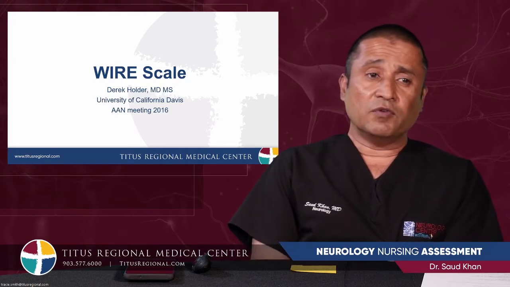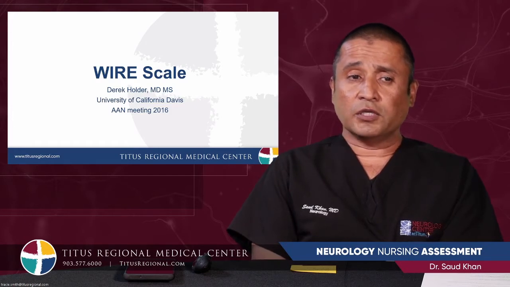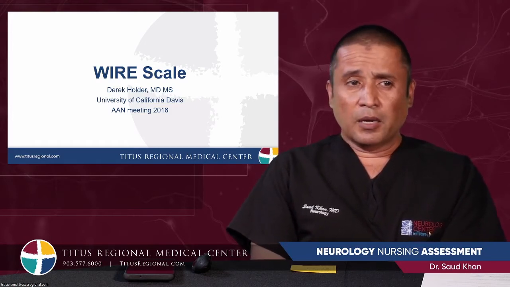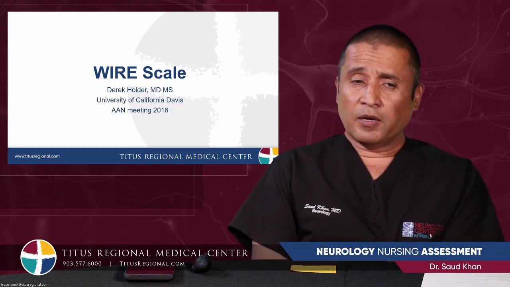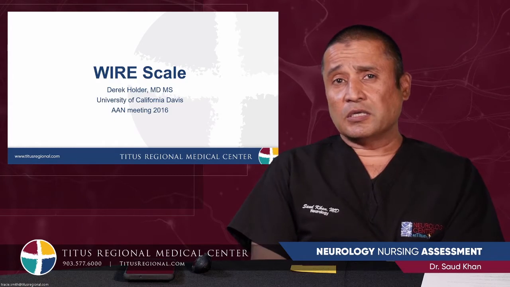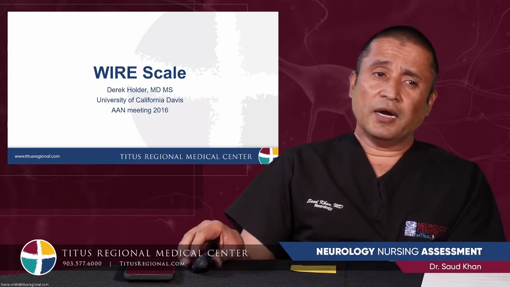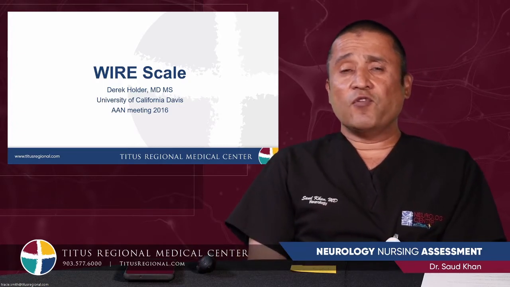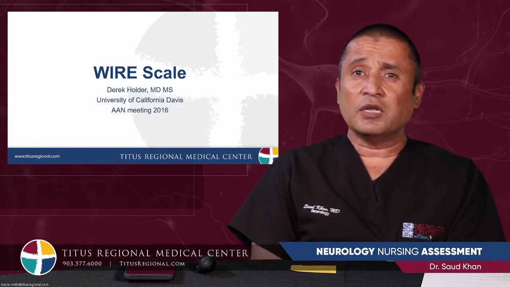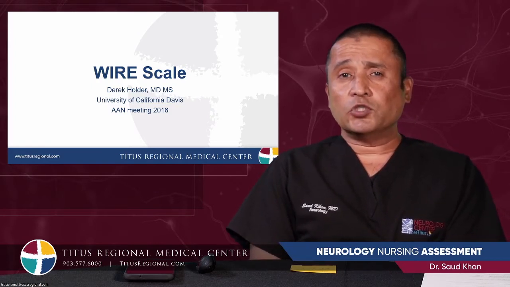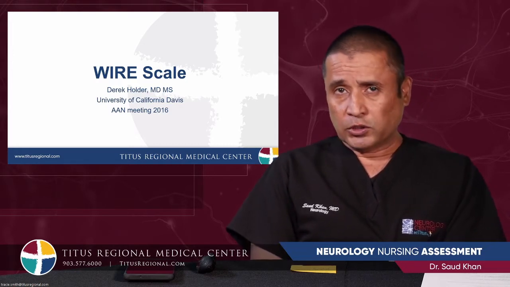This is the scale which was presented in 2016 at the American Academy of Neurology meeting, the WAIR scale, by Dr. Derek Holder. He was from the University of California, Davis. This study was mainly implemented by neurologists. And the idea was that if neurologists are able to do a proper exam of a patient, we should be able to rule out or rule in large vessel occlusion.